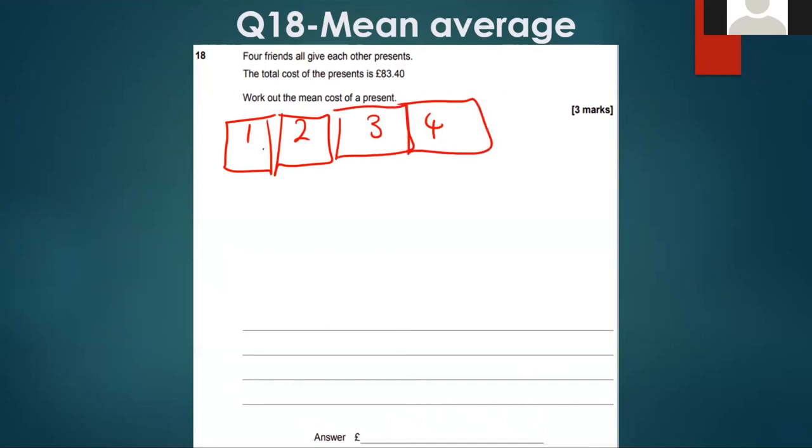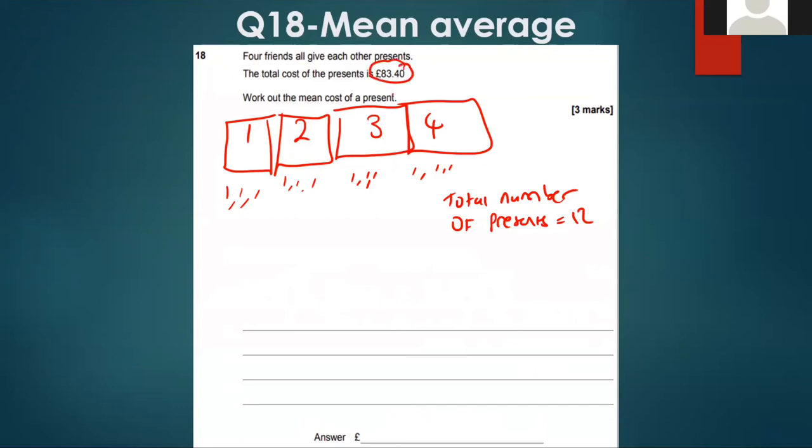So let's start off with one. Person two is going to give one a present. Three is going to give one a present. Four is going to give one a present. So that's how many we've got. Two is going to get 3 presents, this person's going to get 3 presents, and this person's going to get 3 presents as well. So 3, 6, 9, 12. So the total number of presents is equal to 12.